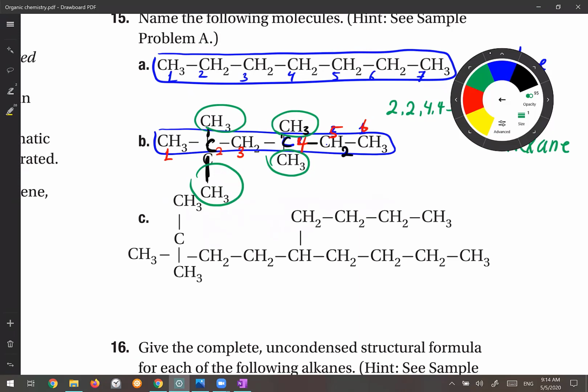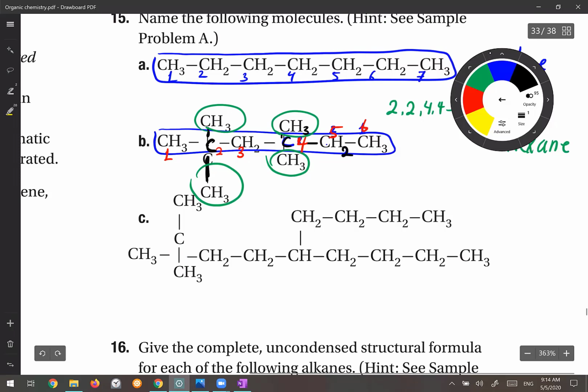Again, this one is an alkane. You have only single bonds between the carbons. You must find the parent hydrocarbon or the parent chain. Again, this carbon must be written here. So here you have a carbon, it's bonded to CH3, and it's bonded to CH3 here. So this carbon must be written here.